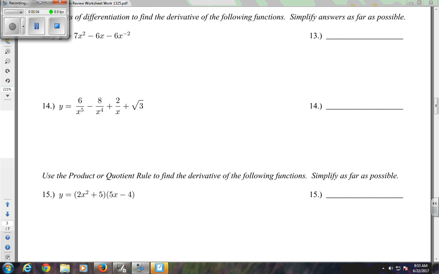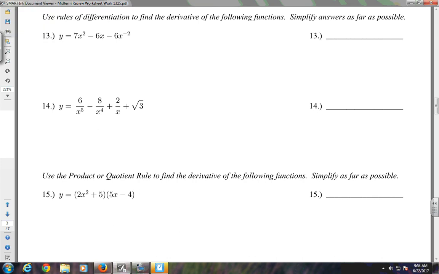This is Mrs. Cornell. In this part of our midterm review videos, we're going to be working problems 13 through 19. We'll be dealing with finding derivatives using rules of differentiation. So we'll cover the power rule, the product rule, the quotient rule, and the chain rule. We're going to be working with algebraic functions in this section. So let's get started with problem number 13.